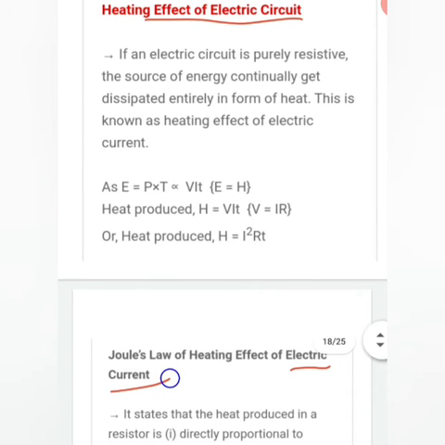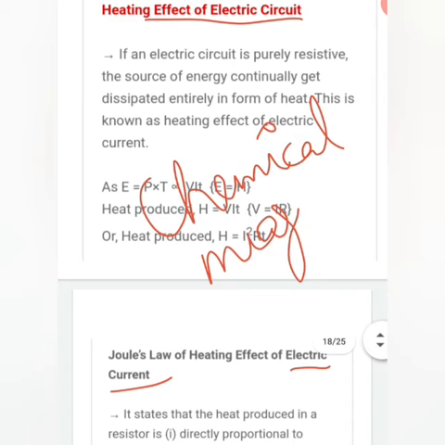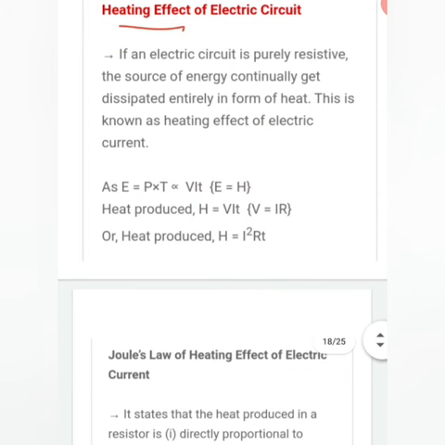You have studied in your previous classes that there are various types of effects shown by electric current, that is chemical, magnetic, and this is one more type of effect shown by electric current, that is heating effect. If any electric circuit is purely resistive, the source of energy is continually getting dissipated, meaning it is being lost entirely in the form of heat, which you know is a form of energy.